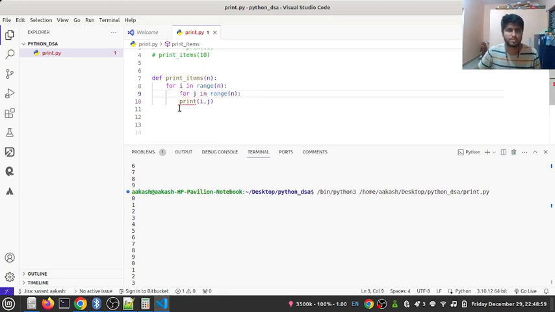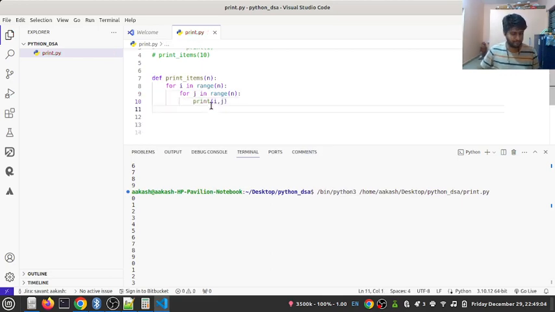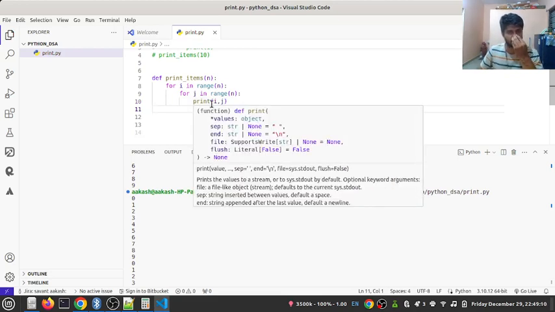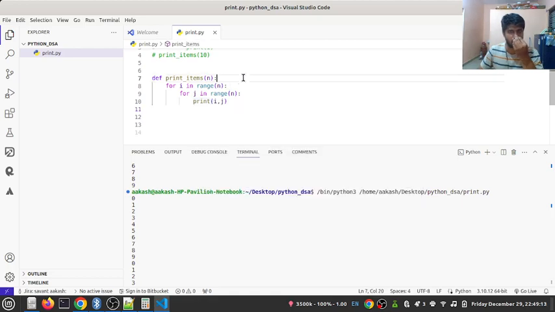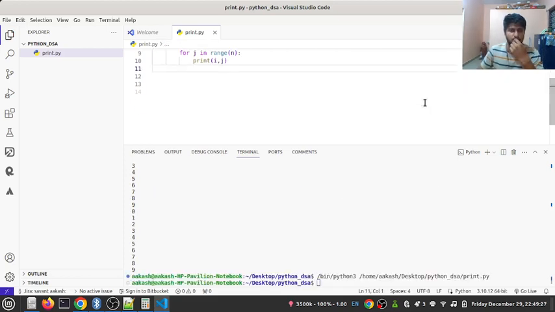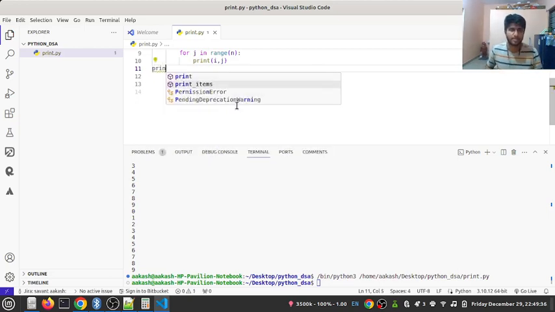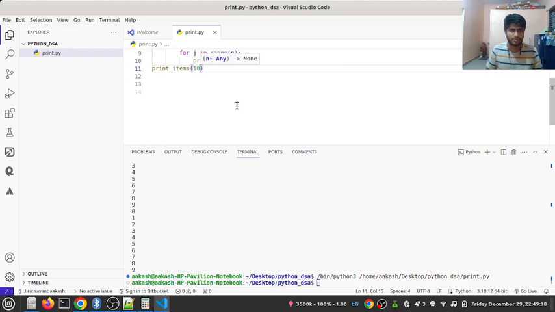So we'll just execute this. We will execute here. If we execute this, we'll just take it as print items of 10.